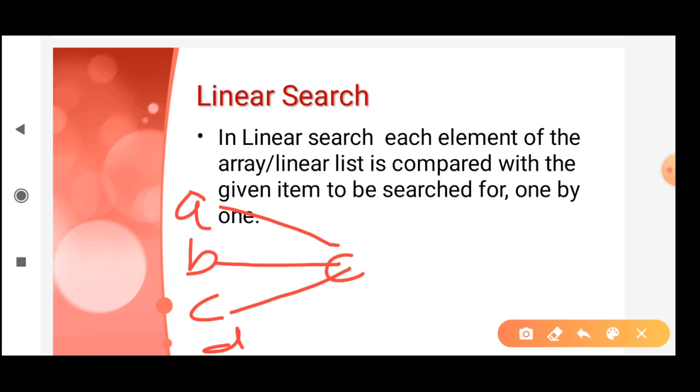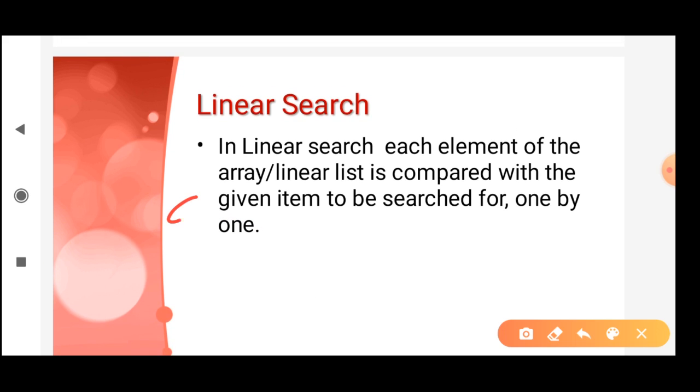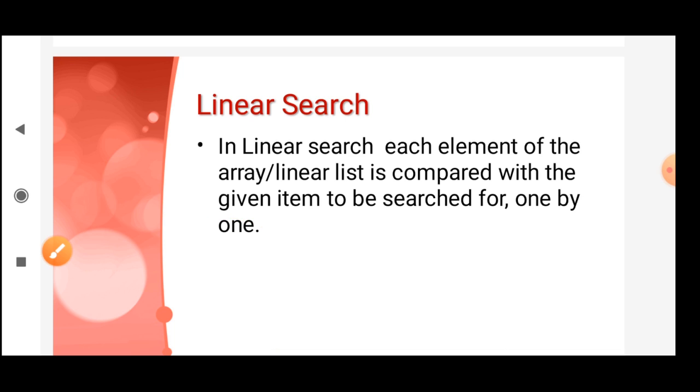For example, you are asked to find an item that is not in the list. You are asked to find E. Then what will happen? Compare with A, this is not a match. Comparing with B, again not a match. Comparing with C, not a match. D, not a match. And finally, you can say that the item is not present in the list. So this is the simple concept of linear search.